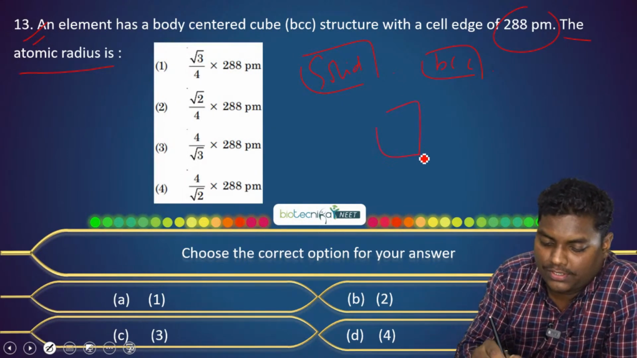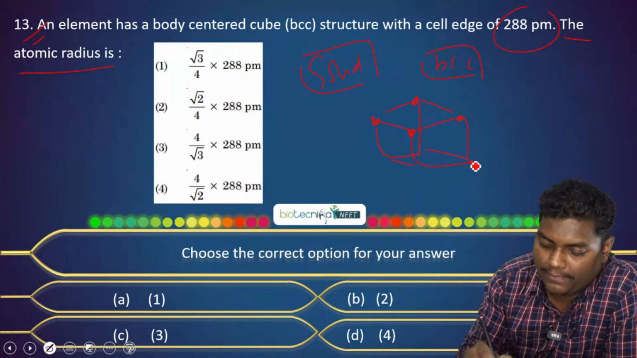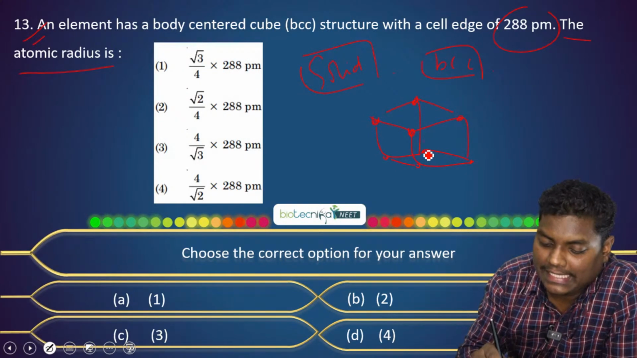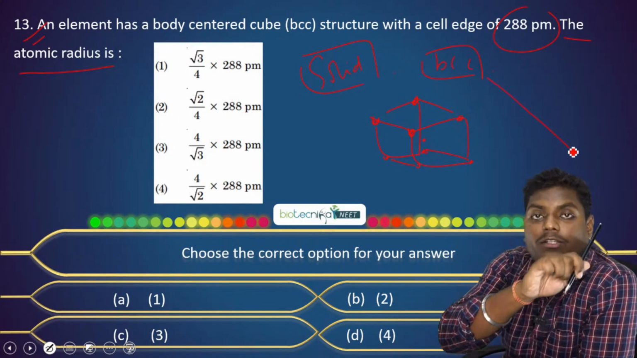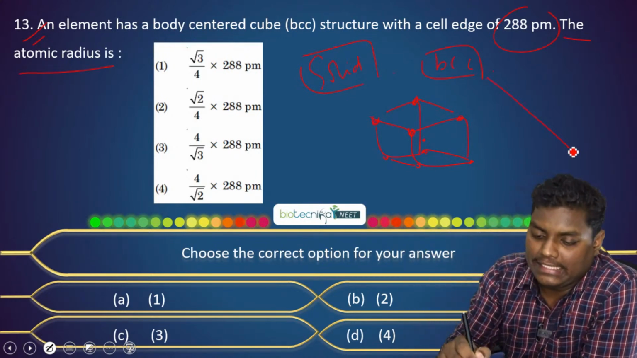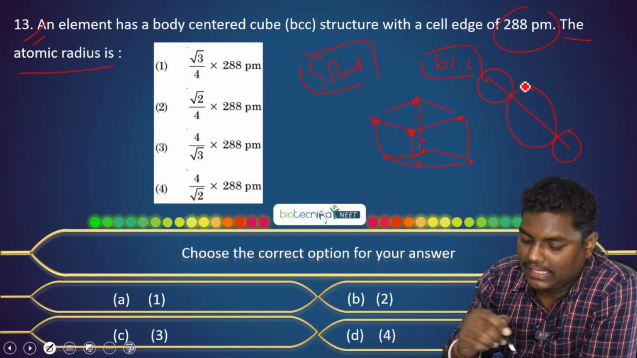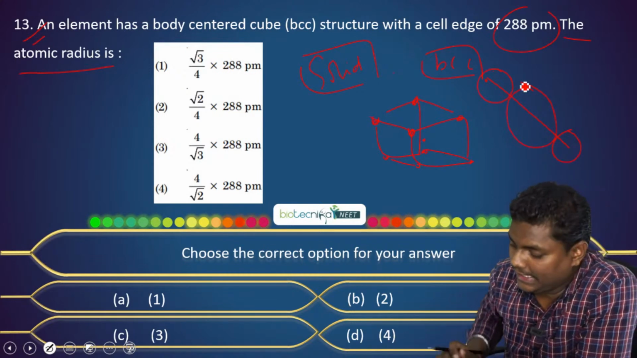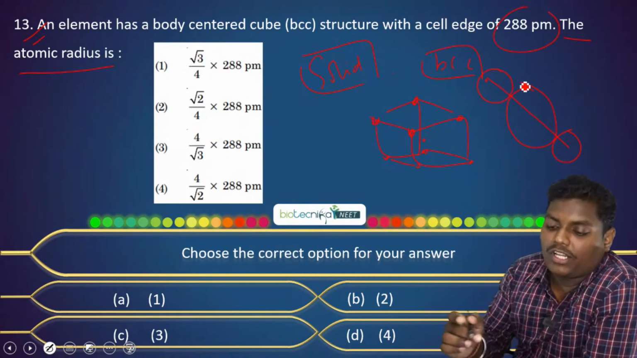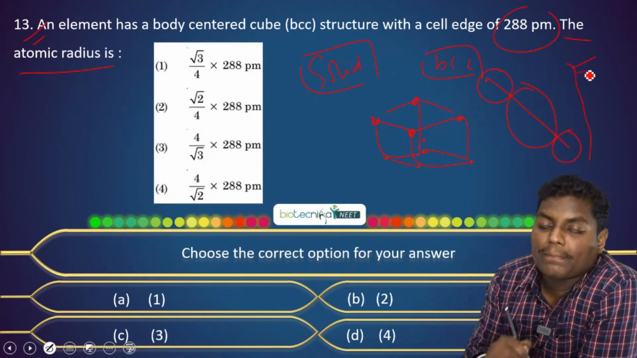So in BCC, body centered, at the corners we will be having atoms, and also at the center of the cube we will be having an atom. So when we see a diagonal passing through the opposite edges, they will be aligned something like this. Dear Tech is saying option A. Great, Dear Tech. Other guys, try solving this. In the meanwhile, I'm trying to explain.